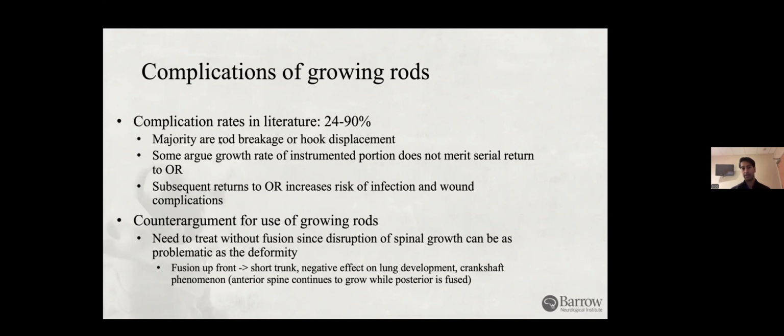And I'll get into what crankshaft phenomenon is in another slide, but that's basically a phenomenon where the anterior spine has intact growth end plates because we only operated on the posterior spine. And so the anterior part of the spine continues to grow and causes this deformity to happen because the posterior isn't growing anymore. So it's out of balance.